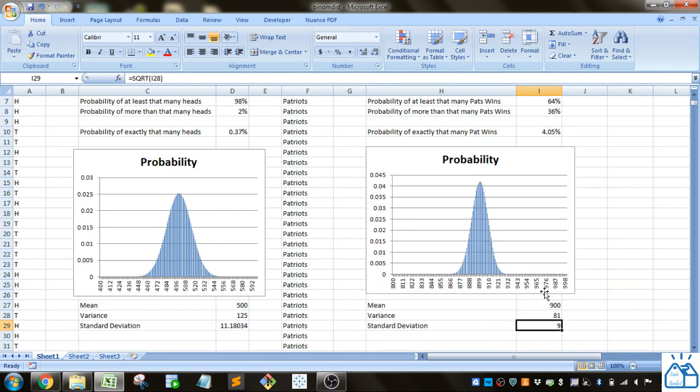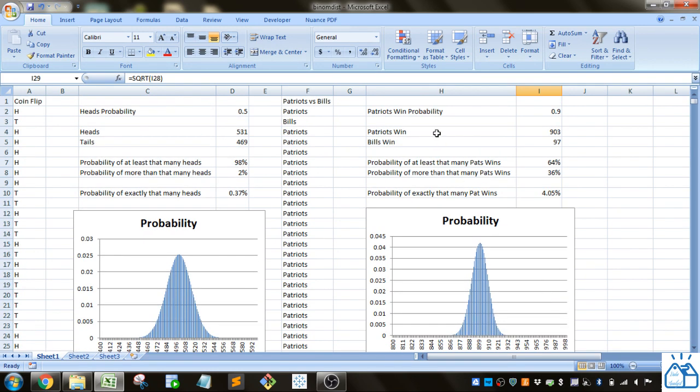So that's how you use the binomial dist functions in Google Sheets to calculate various probabilities. Hope you guys learned something, and you can now simulate and use the binomial functions in Excel.